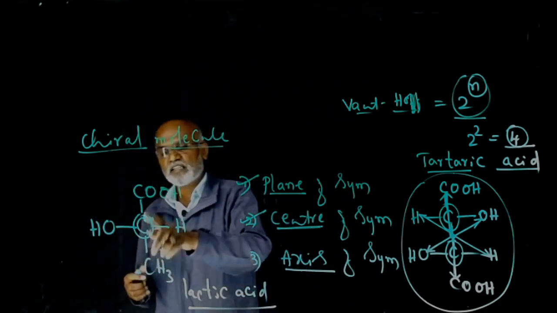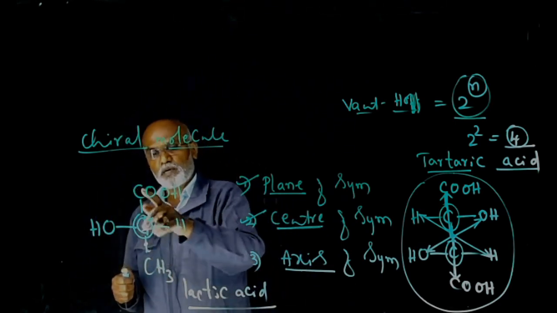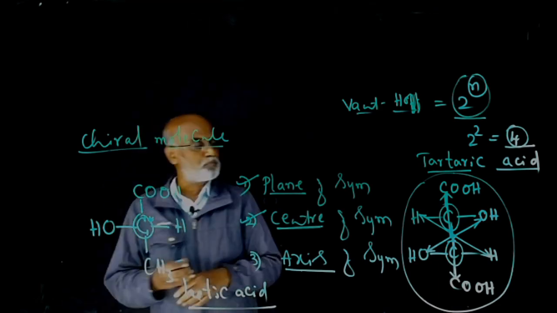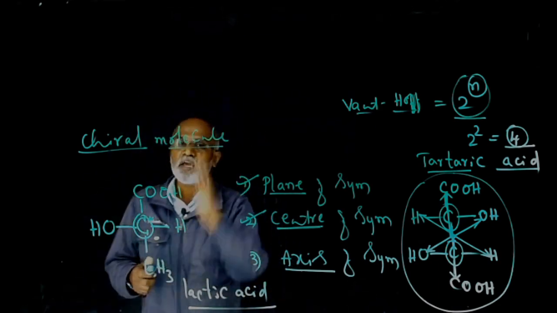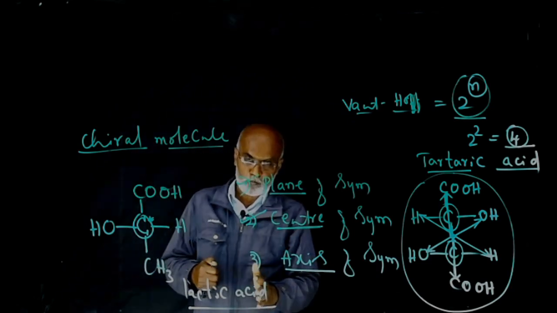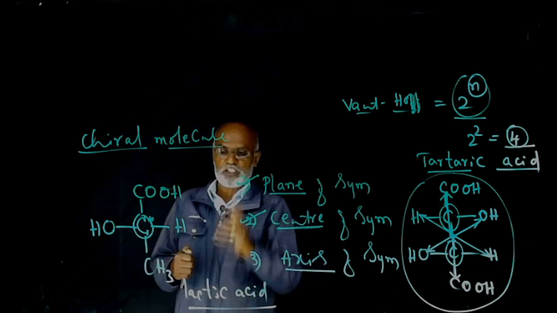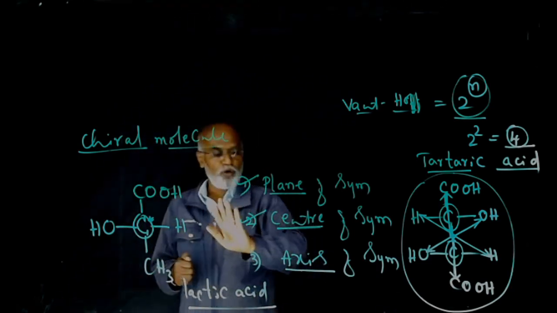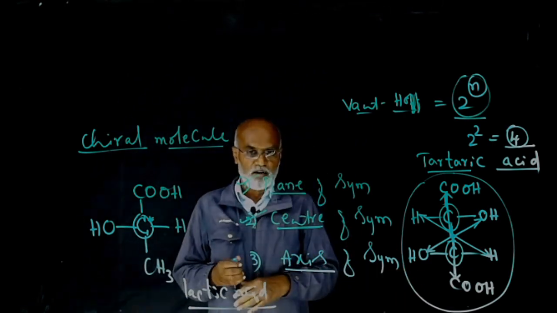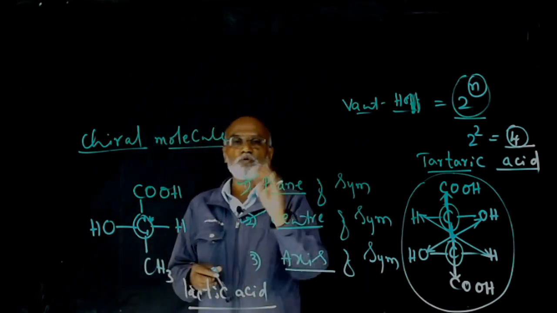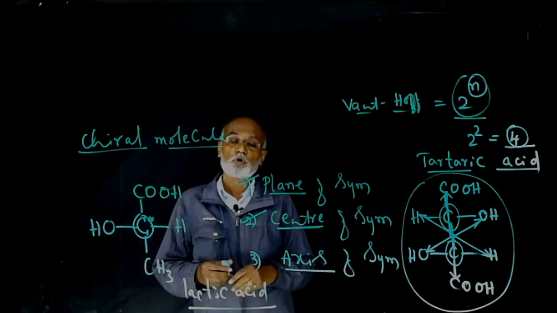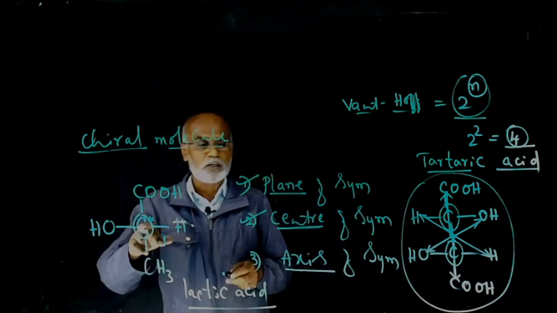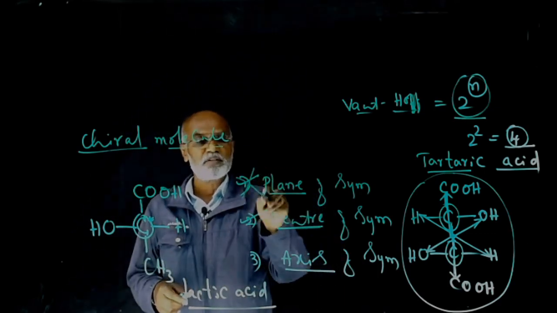Remember, as this particular carbon atom is bonded to 4 different atoms or groups, when we try to divide the molecule through any plane which is passing through the center, we will never get 2 identical halves. When we are not able to get 2 identical halves, when we divide the molecule through any plane, this particular molecule is not having a plane of symmetry.